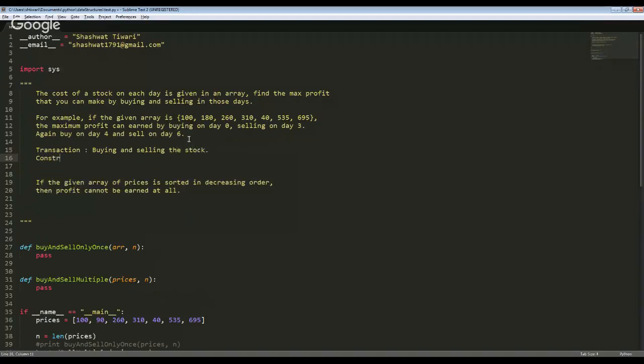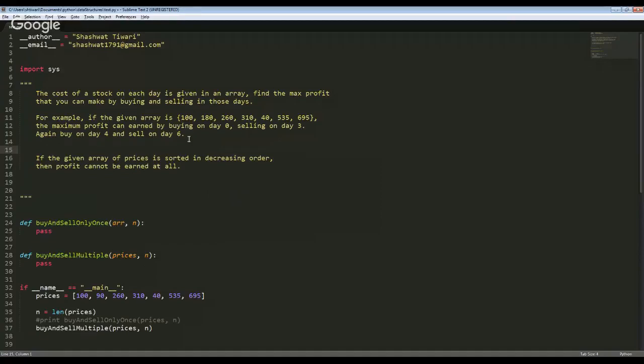And there are other constraints as well in this question, and it will make sense when we start implementing the solution. The constraint is that you cannot sell the stock on the same day of buying it, right? It makes sense, because if we are buying a stock at value X and selling the same stock at value X on the same day, the profit earned is 0, right?